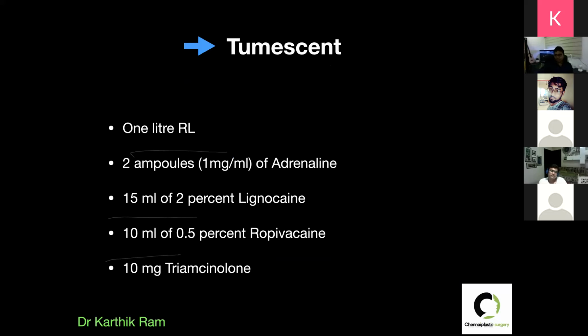Earlier we used to use Sensorcaine, but because of its cardiotoxicity we don't want to take the risk, so we switched over to ropivacaine. And we normally add one more thing, triamcinolone, because post-operative swelling will be less. So I add 10 milligrams of triamcinolone in 1 liter of Ringer lactate. But you need to be careful when operating on a diabetic patient. You should not add triamcinolone, and adrenaline should not be added more; maybe 1 ampule is adequate. These two will aggravate the blood sugar level after surgery.